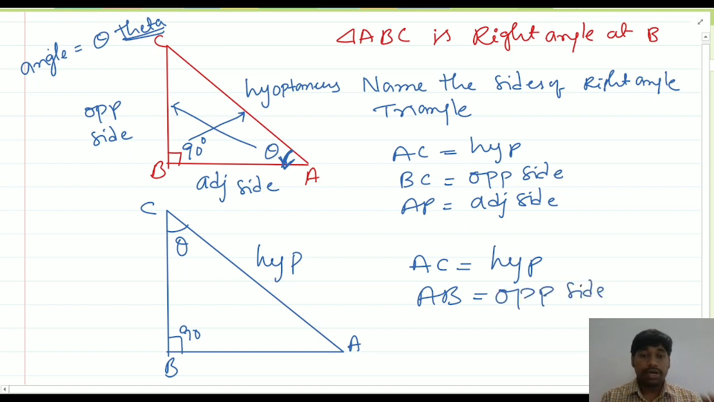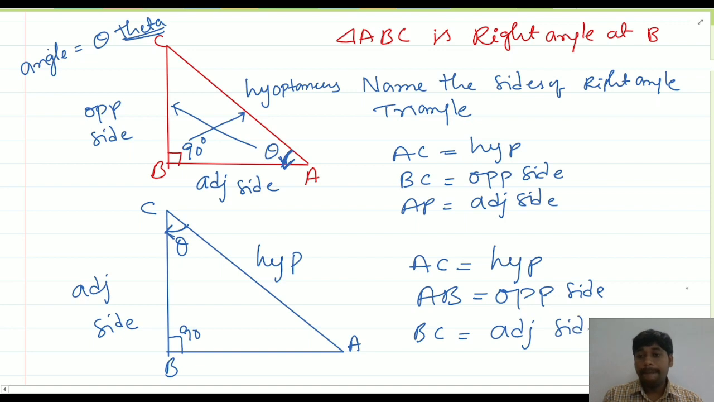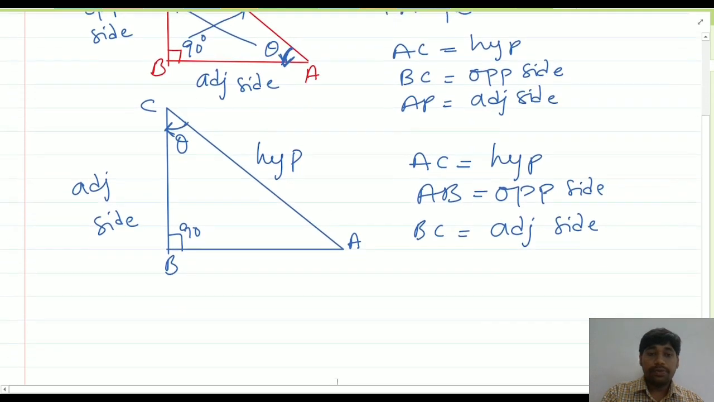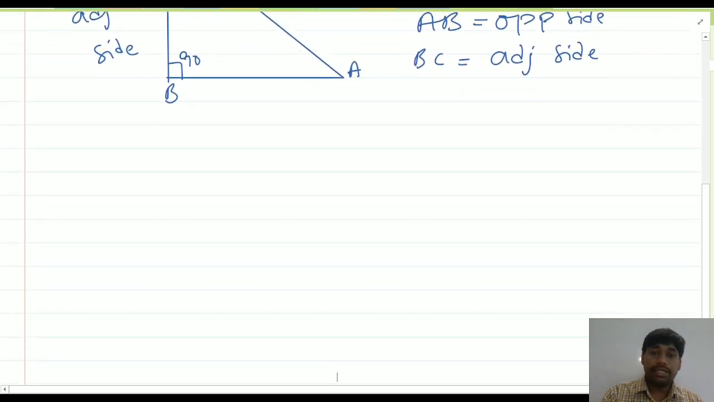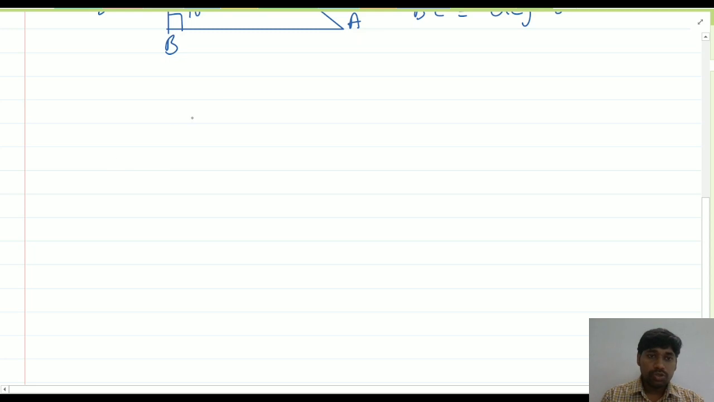My dear students, you have to understand what I am saying here. If the angle changes, the opposite side changes. The side adjoining the angle is the adjacent side, so BC is called the adjacent side. Do you understand what I am saying? Okay, if I draw one more triangle, then you tell me now. So a triangle is drawn like this.